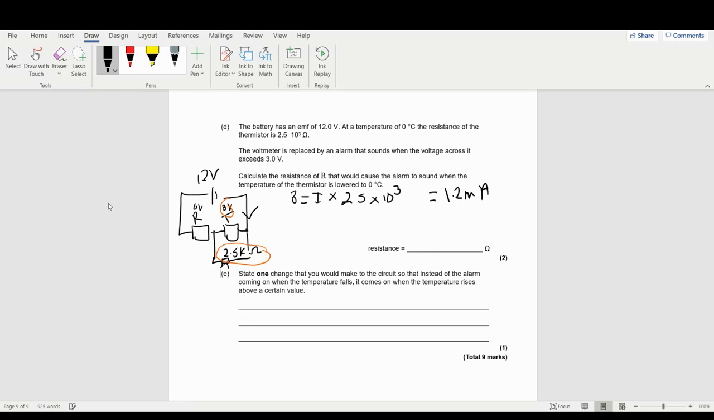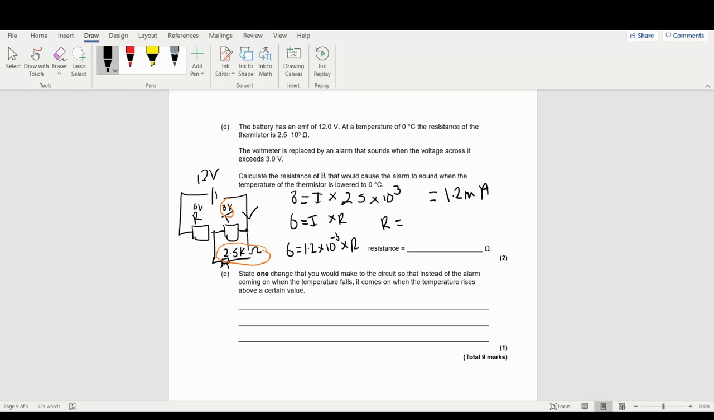And now, because of Kirchhoff's law, I knew that was 6 volts because 12, 3, 2. I know that 6 equals I times R, so that 6 equals 1.2 times 10 to the minus 3 times R. So R is going to be 6 divided by that, which is going to be 5,000.